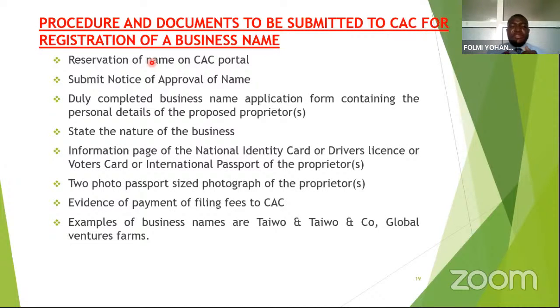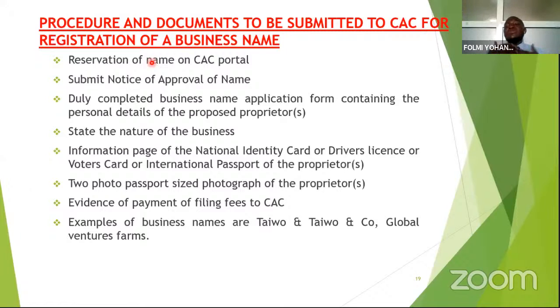After you have filled everything, you make payment, then you download the form. After downloading the form, you sign, put in your two passport photographs, then you upload the forms back to CAC. After they've gone through your application online, they will see whether there's something they could query, whether you've not done something correctly.